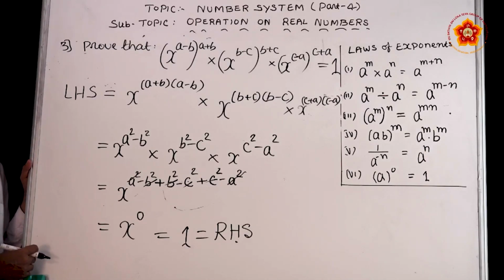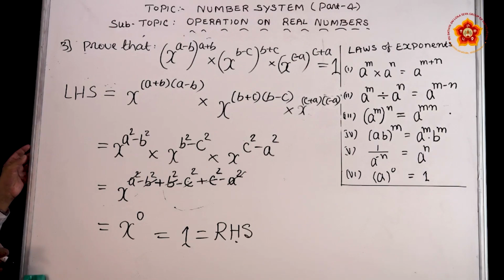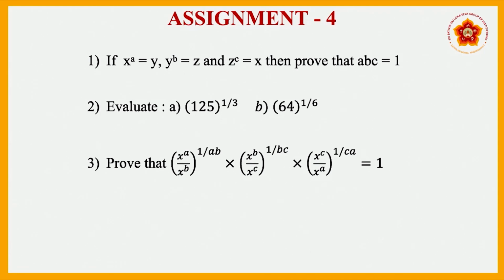Now we are concluding the session. Before that, we will give some assignment for your knowledge. Now, dear children, open your assignment book and copy the assignment. The first problem: if x to the power of a is equal to y to the power of b is equal to z to the power of c is equal to x, then prove that abc equals 1.